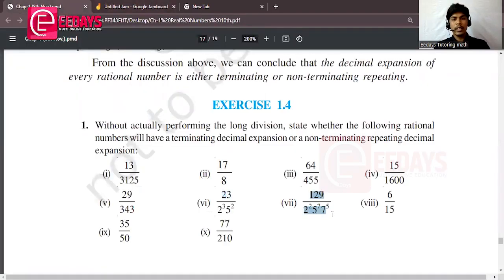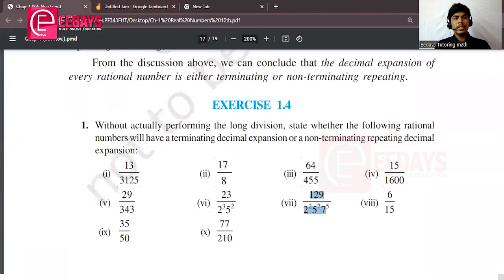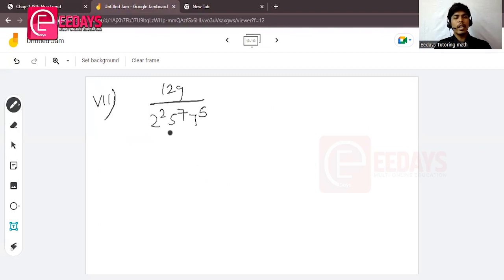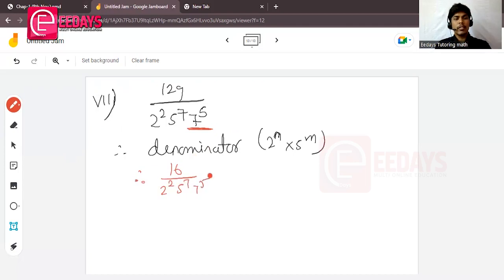You can see the same question here, the seventh one: 129 by 2 square into 5 power 7 into 7 power 5. Observe carefully, guys. Here the denominator is in the 2 power n into 5 power m form, but what is the other variable added here? 7 is another factor. Therefore, the question 2 square into 5 power 7 into 7 power 5 is not terminating.